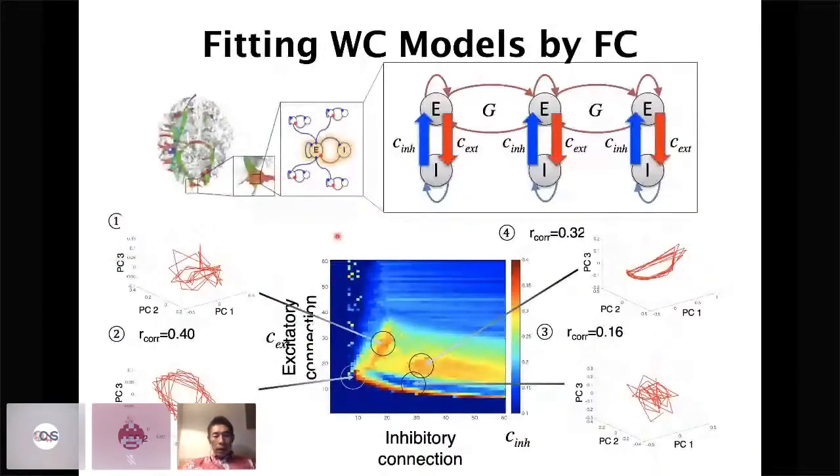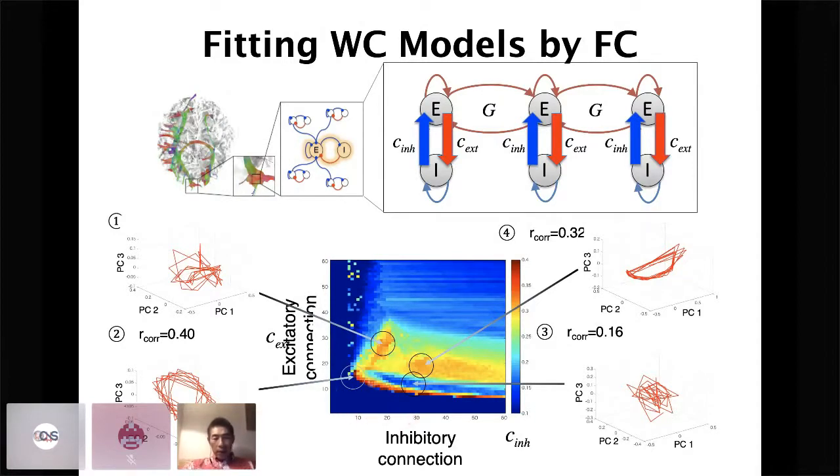Sorry, there's some error in the font. We tested how the model behaved with different strengths of excitatory connection and inhibitory connection. Just as Terry said in the previous talk, the balance between excitatory and inhibitory connection is very important. The model performance changes a lot by the balance of these excitatory and inhibitory connections.